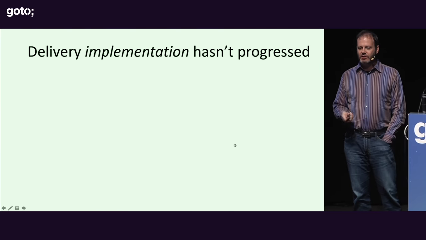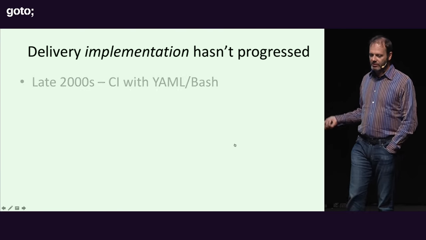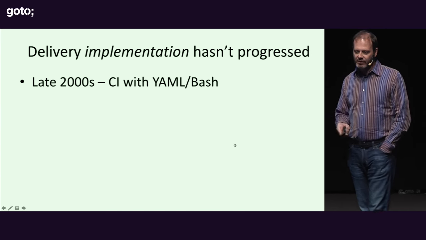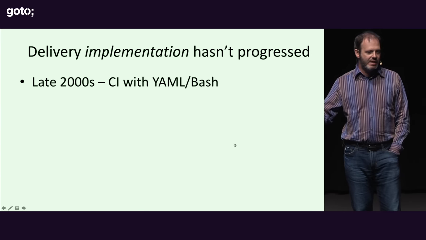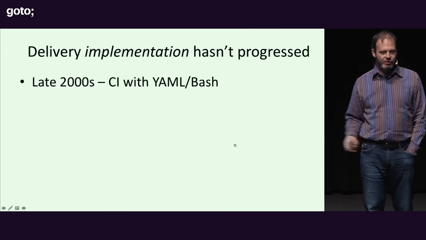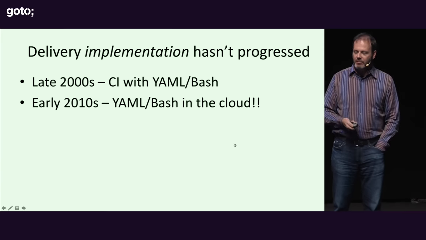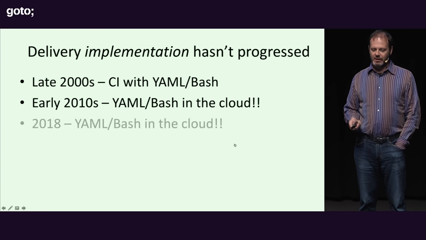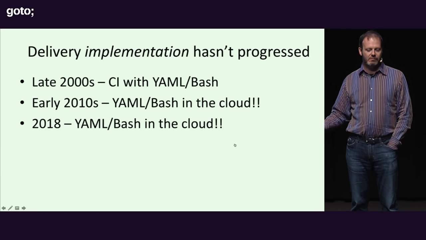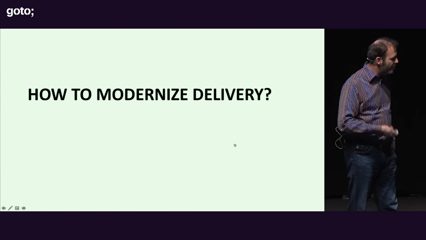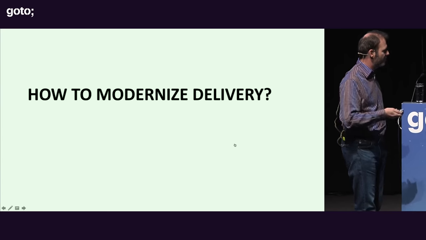Delivery implementations haven't progressed that much, though, because if you look at what we implemented CI/CD with, we largely did YAML or some other DSL and Bash. That was late 2000s. Then the early 2010s, it's YAML and Bash in the cloud. And 2018, it's YAML and Bash in the cloud. So if we wanted to modernize delivery, how would we do that?